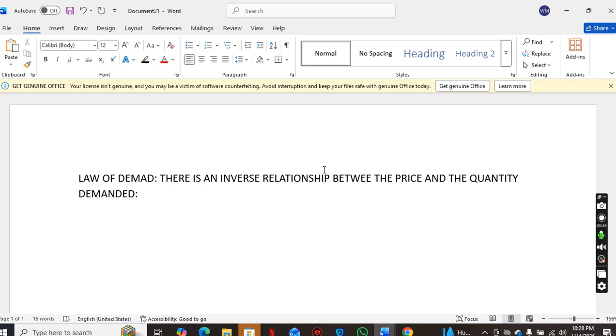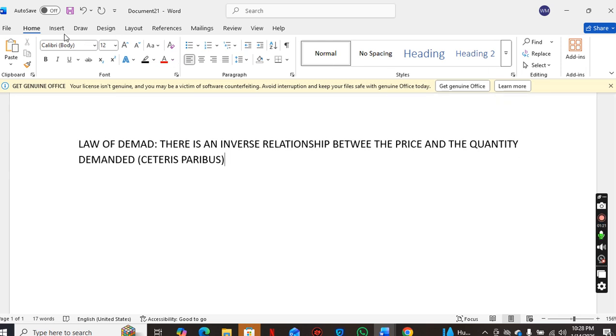Okay, meaning if price goes up, what you buy reduces. If price goes down, what you buy increases. We also include ceteris paribus, which says holding other variables constant. So there are a lot of things that can affect the quantity demanded, how much is bought of a good, like income. Okay, the other factors, but here we're only focusing on one factor, which is price.